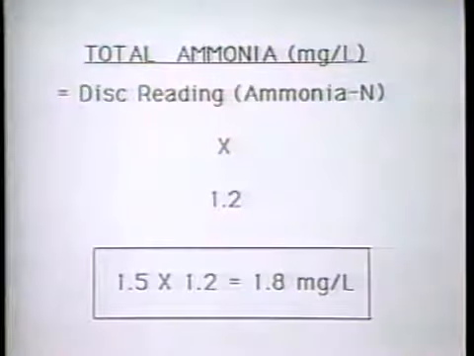To convert this value to milligrams per liter of total ammonia, multiply by 1.2. For example, if the wheel reads 1.5 milligrams per liter ammonia nitrogen, the total ammonia is 1.5 times 1.2, which equals 1.8 milligrams per liter total ammonia. Most fish culturists refer to total ammonia concentration, hence this conversion is usually performed.